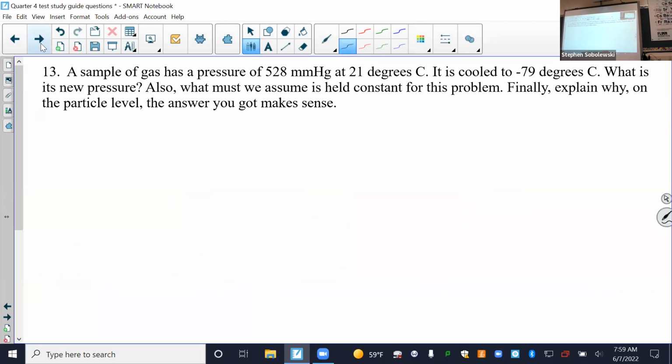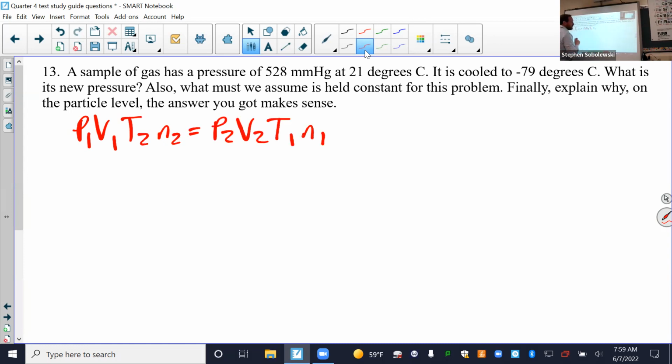Question 13, a sample of gas has a pressure of 528 mmHg at 21 degrees Celsius. It is cooled to -79. What is the new pressure? So I could tell this is going to be a combined gas law problem because I have a starting pressure, a starting temperature, and a final temperature. So P1 V1 over T1 N1 equals P2 V2 over T2 N2. That's how it's written on your starting sheet there. We can also write it this way. P1 V1 T2 N2 equals P2 V2 T1 N1. I prefer this because it gets rid of those denominators.